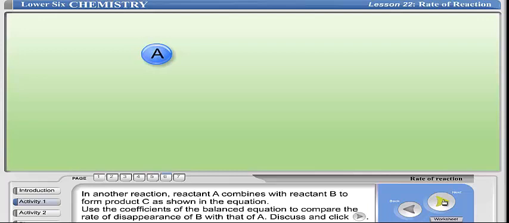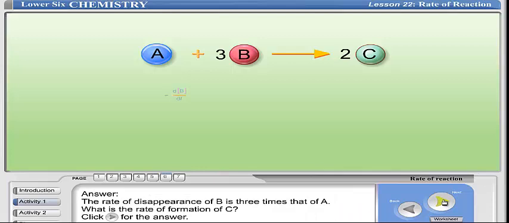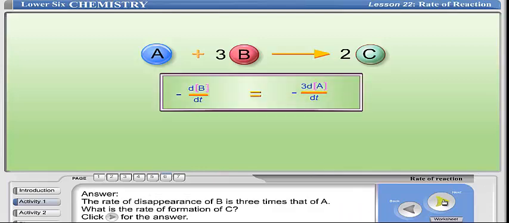In another reaction, reactant A combines with reactant B to form product C, as shown in the equation. Use the coefficients of the balanced equation to compare the rate of disappearance of B with that of A. Discuss and click Next. Answer. The rate of disappearance of B is 3 times that of A.